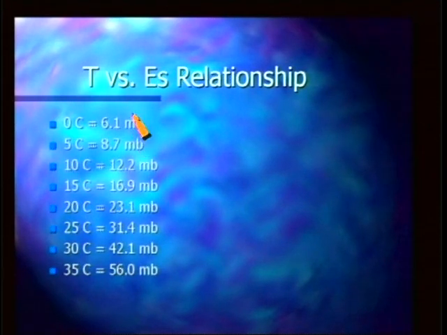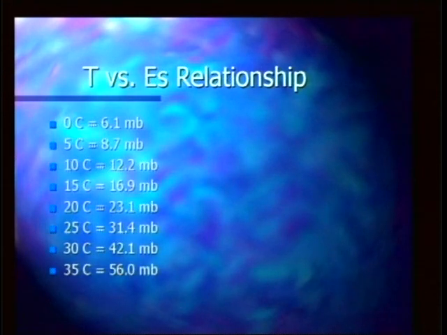So if we point this out, starting from the top, we have a temperature of freezing at 6.1 millibars. We go up to 5 degrees Celsius, which is 8.7. But as the temperature continues to increase, this value of saturation vapor pressure begins to go up very rapidly. By the time we get to 30 degrees Celsius, we're up to 42.1 millibars. So that's showing that exponential type relationship. The more the temperature increases, the more moisture that can be in the air.